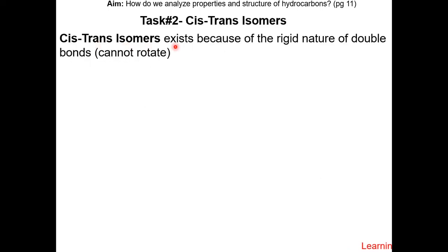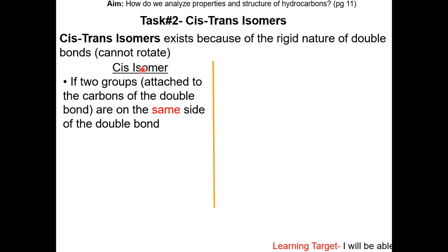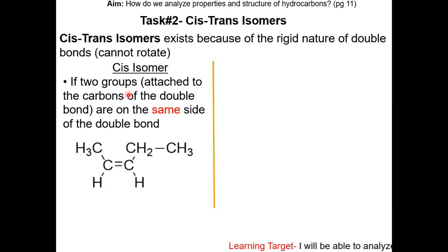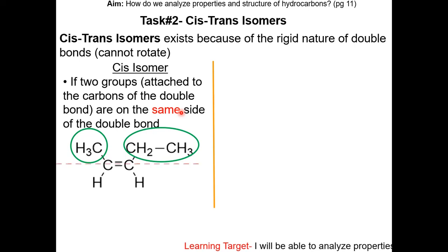Cis-trans isomers exist because of the rigid nature of double bonds. If you recall from the previous lesson, double bonds cannot rotate. A cis isomer is when 2 groups that are attached to the carbons of the double bond are on the same side of the double bond.